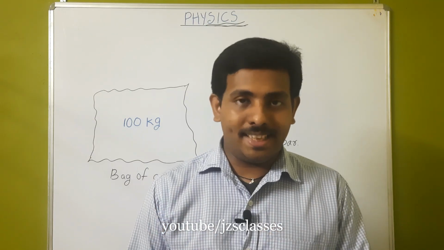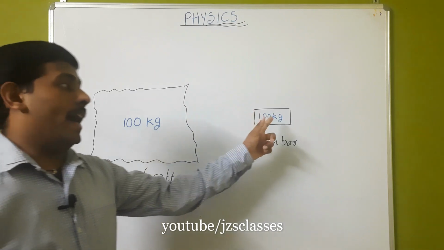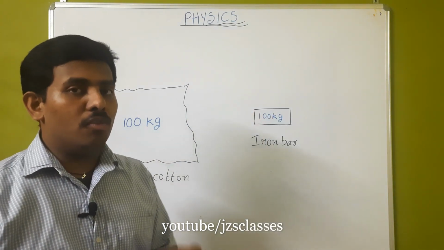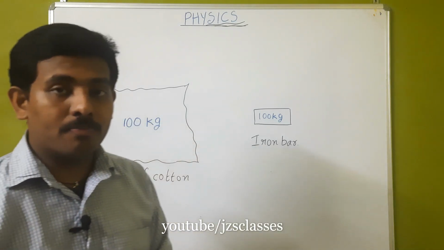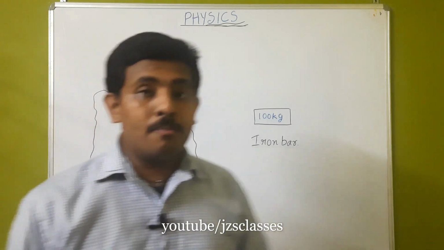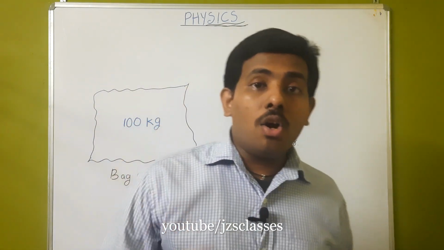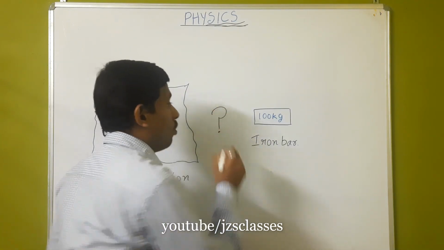What I have with me is a bag of cotton and an iron bar. The weight of both of these is 100 kilograms. So my question is, which one is heavier? Is it the cotton bag or the iron bar? Which one has more mass?